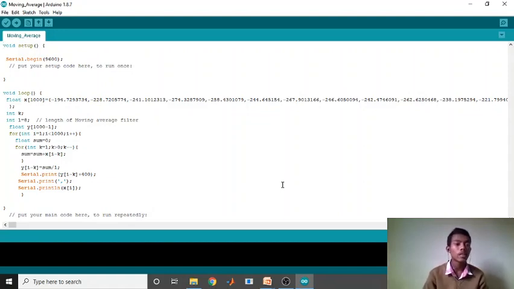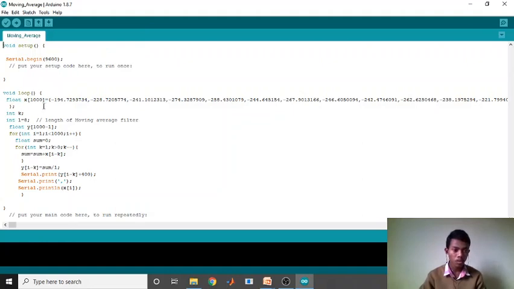Let us study the Arduino program of the moving average filter. As we know, the Arduino program consists of two functions, void setup and void loop. In void setup, I am mentioning the baud rate, like Serial.begin 96000. This is the baud rate, used to plot the signal or to see it on the monitor.